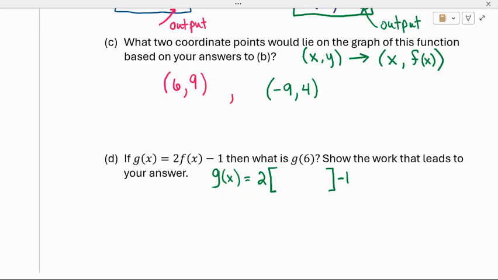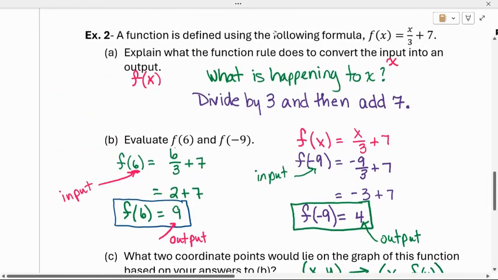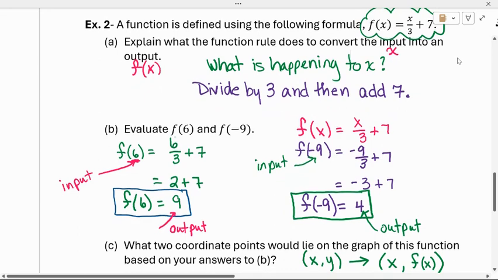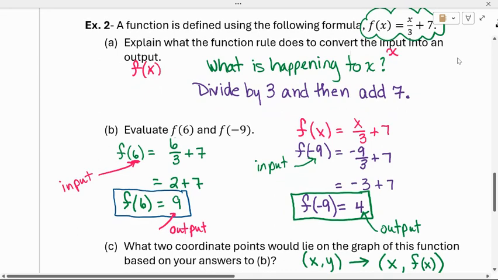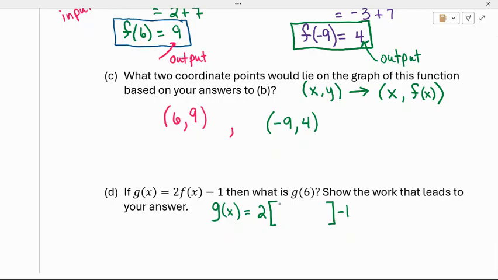Owen, sorry. Okay, 6, 9. No, look at the actual function rule. I want you to look at the function rule right here. Okay, so what's the rule? F of x is what rule? f of x equals x over 3 plus 7. So we're going to take 2 times that rule. 2 times x divided by 3 plus 7.